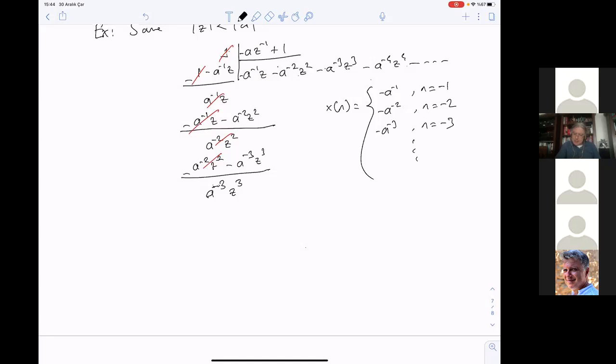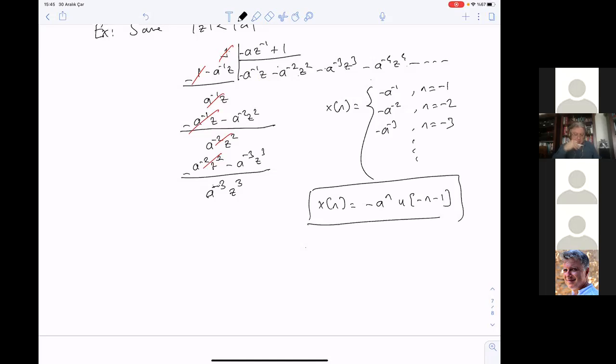So how can I just express this? When n is equal to 0 or positive, the values are equal to 0. So I can see that x of n is equal to minus a to the power n. For n is equal to minus 3, for example, it will give me minus a to the minus 3. But it must be valid only for the negative n integers. So I must multiply by u of minus n minus 1. And I put it in a box and say that this is the inverse Z transform. This is called long division.